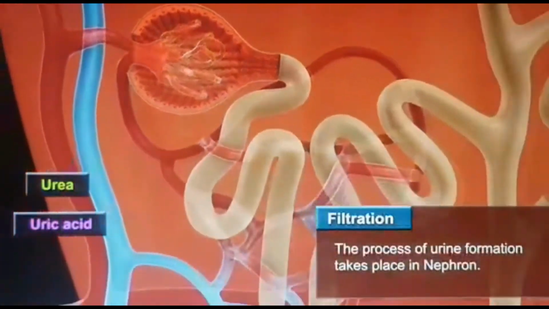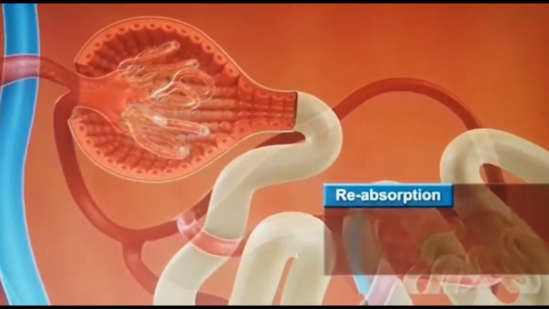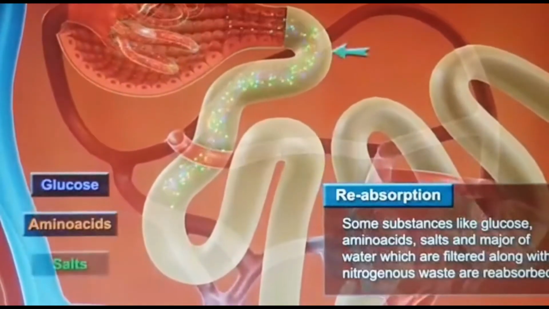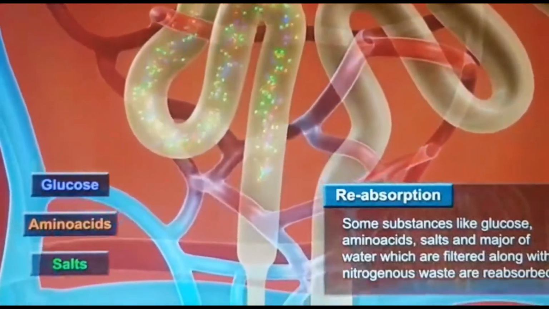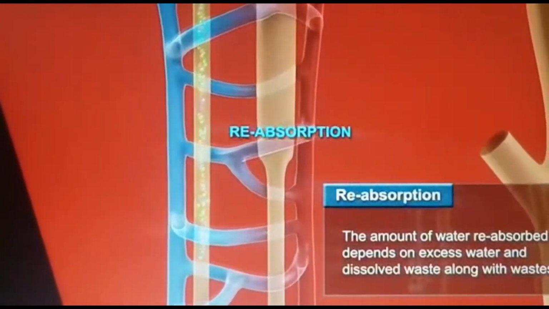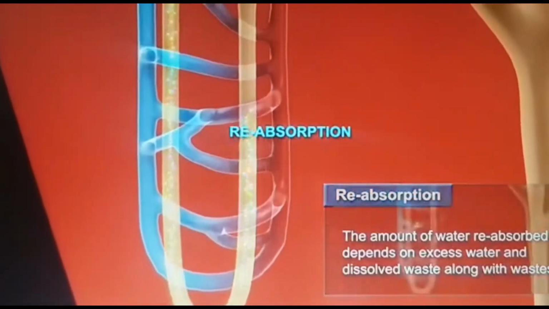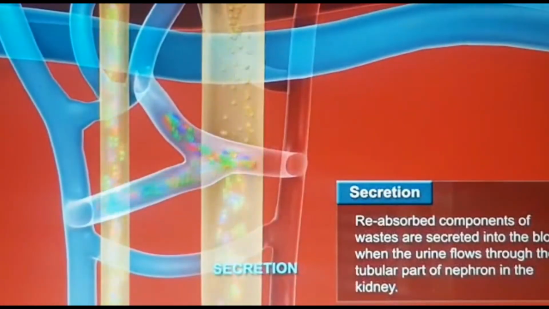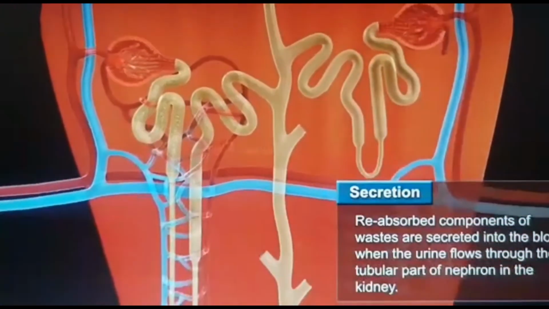The process of urine formation takes place in nephron. Reabsorption. Some substances like glucose, amino acids, salts, and major water, which are filtered along with nitrogenous waste, are reabsorbed. The amount of water reabsorbed depends on excess water and dissolved waste along with wastes. Secretion. Reabsorbed components of wastes are secreted into the blood when the urine flows through the tubular part of nephron in the kidney.